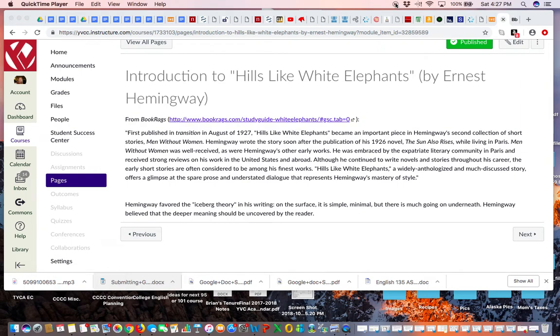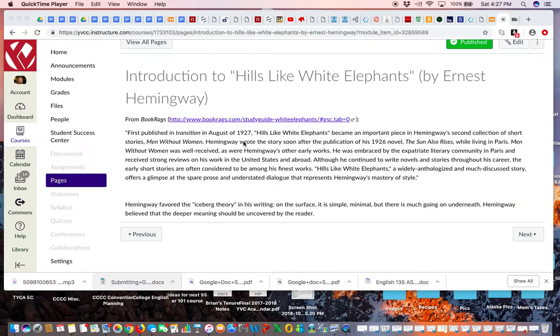I'm going to try to give you a brief demonstration of the active reading process using Hills Like White Elephants. I would always start with a preview, and so I would start with the introductory material. I provided you some online, and it's even better in the book. But some of the things that we should recognize about Hills Like White Elephants is we should note the time period when it was written, in the 1920s.